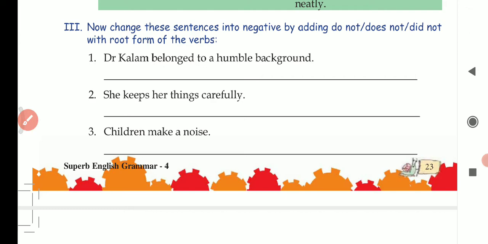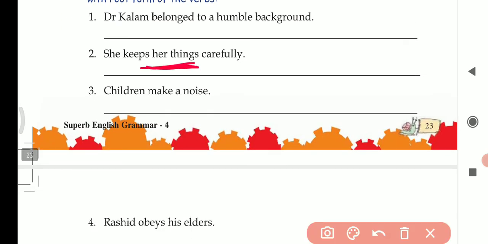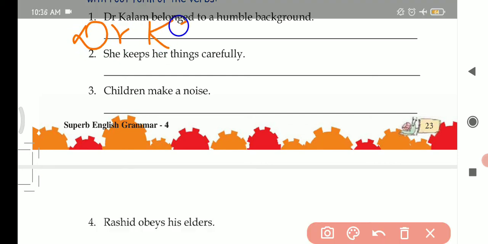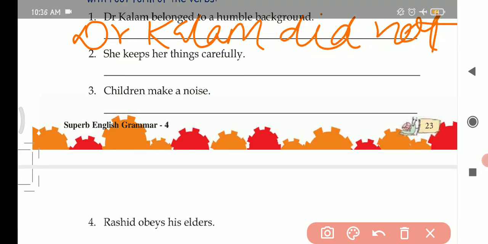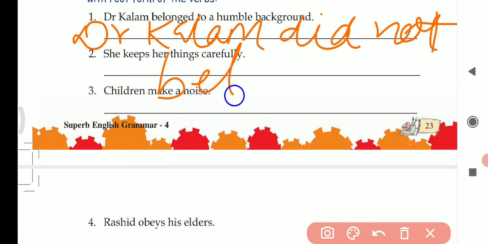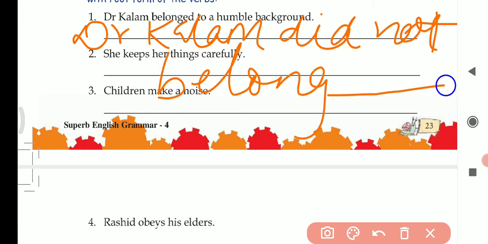So Dr. Kalam did not belong. We have to use the root form of the verb. Belong to a humble background. This you can write on your own. So Dr. Kalam did not belong to a humble background. Since the sentence is in simple past tense, we have used did.